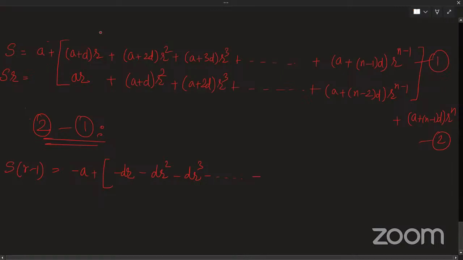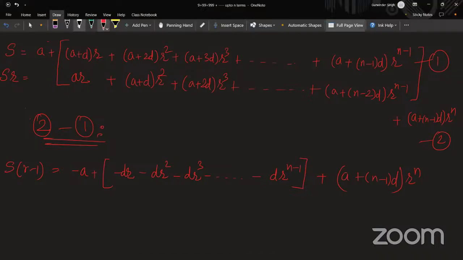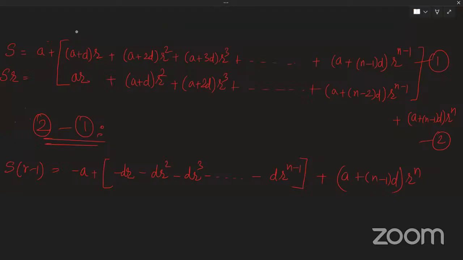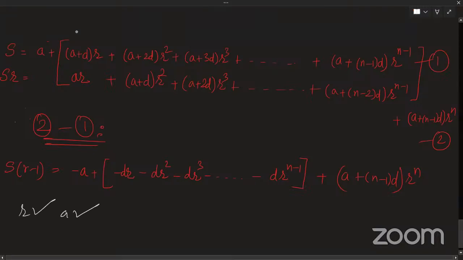Minus, this thing will be D R raised to n minus 1. And then we have plus this term, A plus n minus 1 D R raised to n. So the first term you have already got. R you already know. You know the value of R, right? A you know.